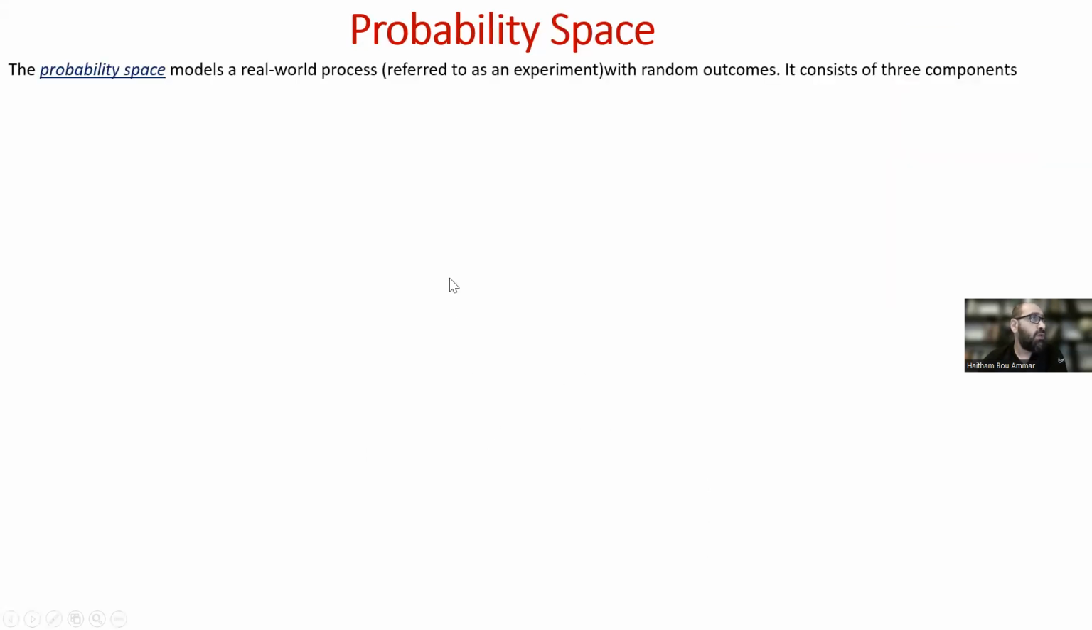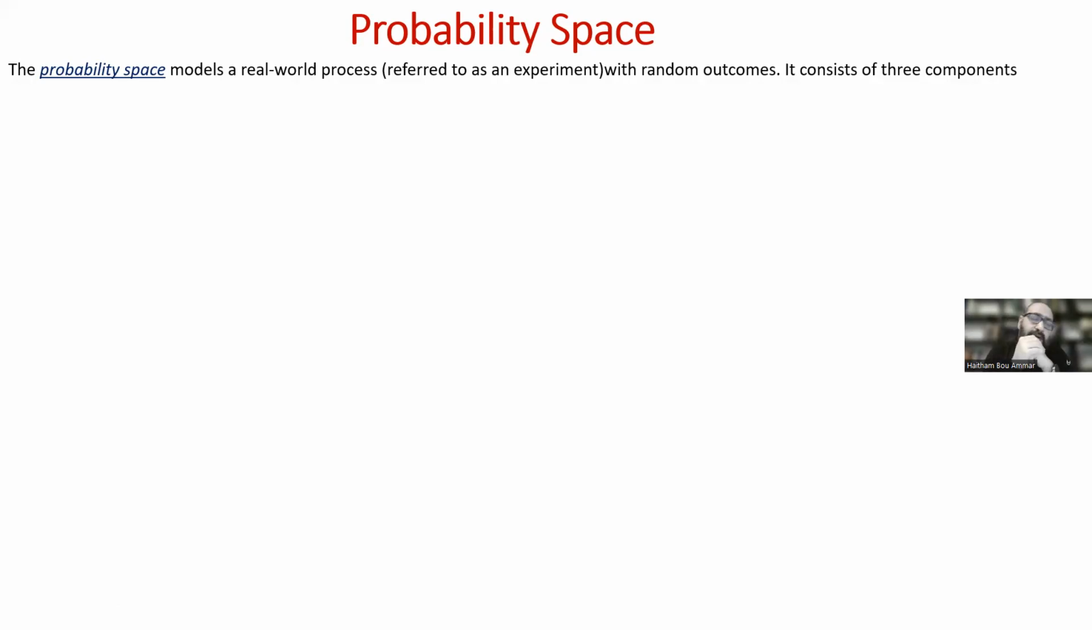Okay. So let's start by understanding what a probability space is. A probability space models a real-world process with random outcomes. Imagine you have a real-world process, and the outcomes of that process are random. Now we want to understand something about that real-world process. That's where the probability space can help us think.